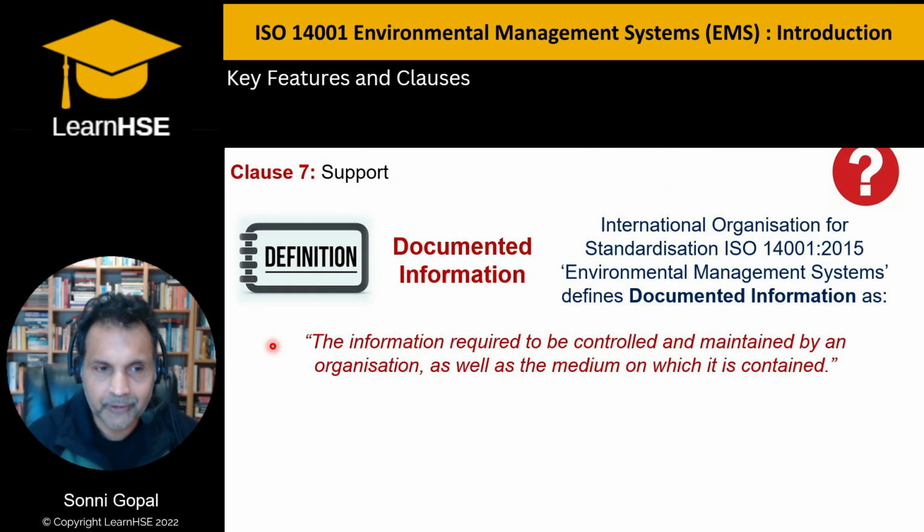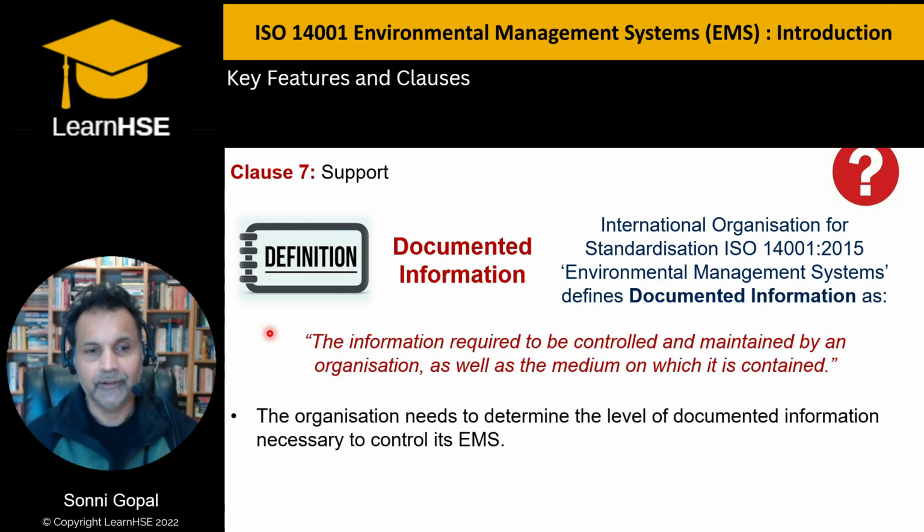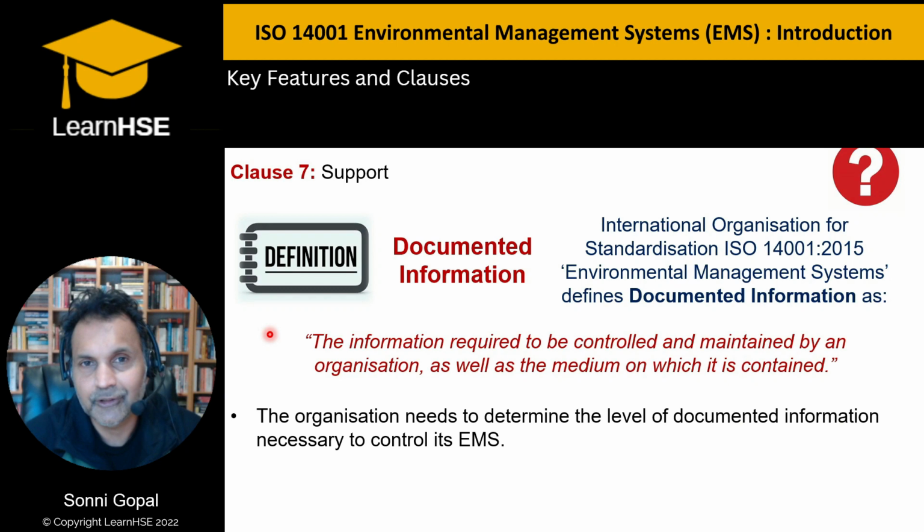In support, we have documented information, and the standard defines this as the information required to be controlled and maintained by an organization, as well as the medium on which it is contained, such as the digital format. Here, the organization needs to determine the level of documented information necessary to control its EMS. Let's not forget that resources aren't infinite in an organization, so it should be commensurate with the type of resources and the amount of resources that you've got. Otherwise, you'll create a data mountain that becomes pretty much difficult to manage.